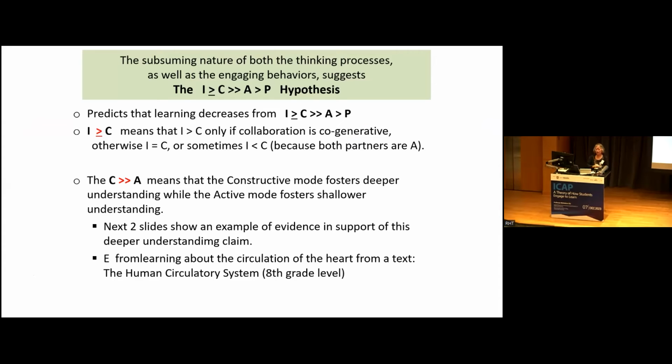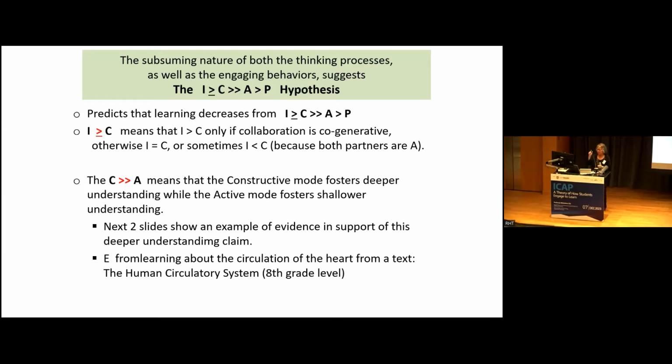So it turns out the thinking processes have a subsuming nature. That is, if you're making an inference, your inference has to subsume the activation process. You activate prior knowledge. So based on the subsuming aspects of processes, as well as the behavior, I predicted that learning would decrease from the I, C to A, the P in the ICAP direction.